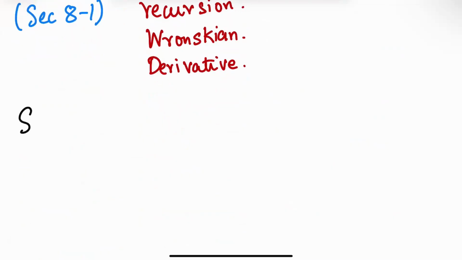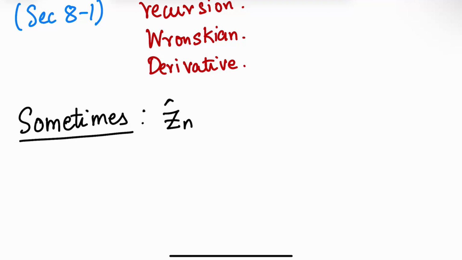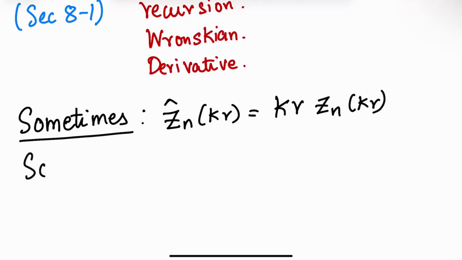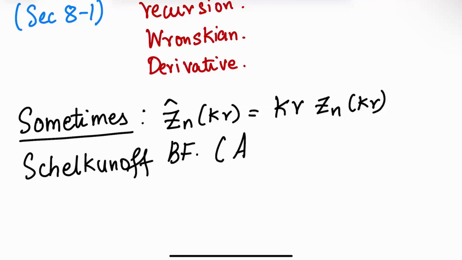I should also mention that sometimes it's more convenient to use slightly different Bessel functions. So sometimes we will use what are called Schelkunoff Bessel functions, which are related to the regular Bessel functions by kr times the Bessel function of kr. Okay, so these are the Schelkunoff Bessel functions.